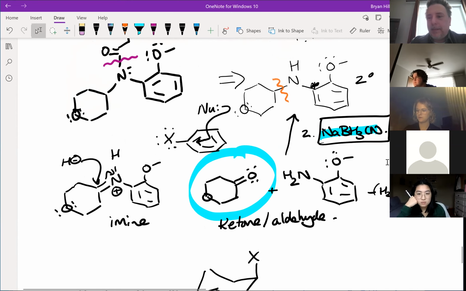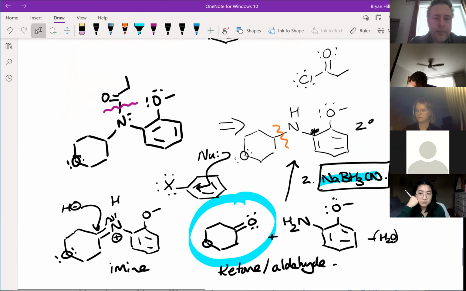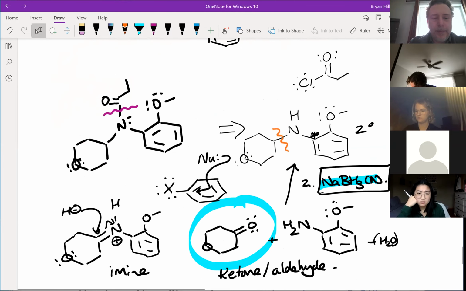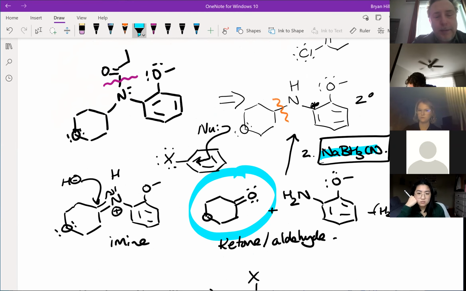So this would be the first one to make the amide and your secondary amine. And then if you break this and use the ketone plus your amine, or the orthomethoxy aniline, then this would probably be the best way to do this.